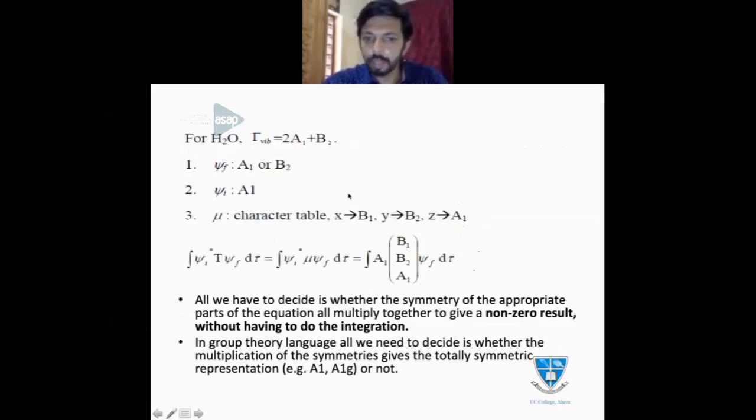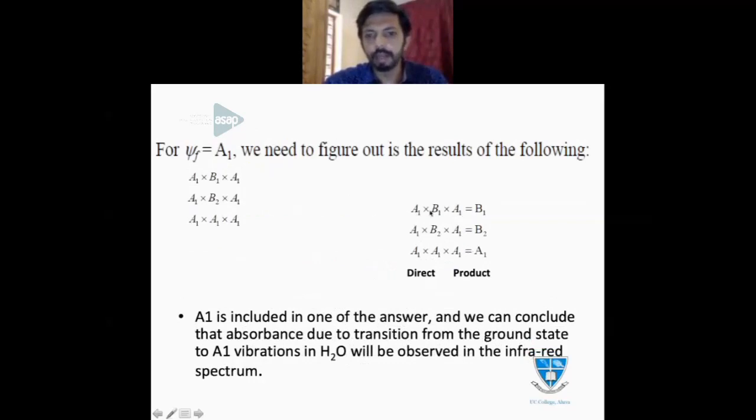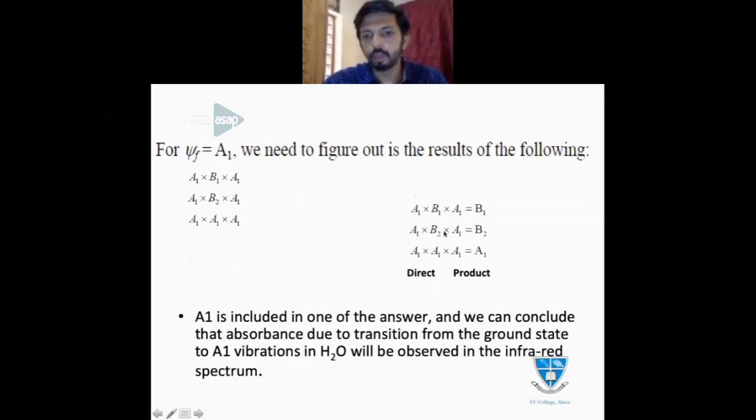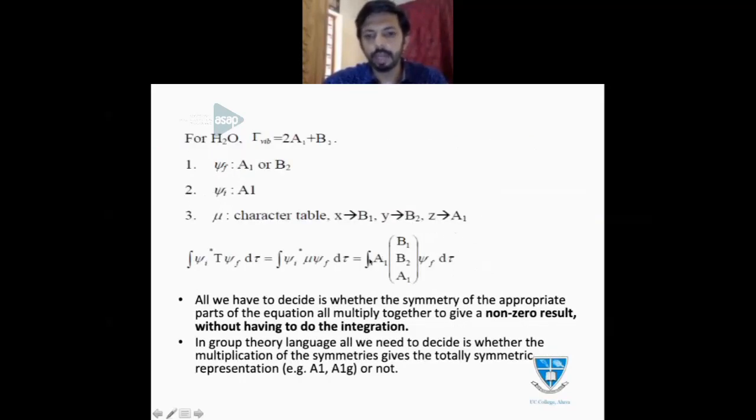In the next slide, we can see that if psi f is equal to A1, this is our transition moment integral: A1, B1, B2, A1, and psi f. So this is A1 B1, with psi f taken as A1. This is the direct product we are taking: A1 B1 A1. Next is A1 B2 with psi f as A1, so we are taking A1 B2 A1. Then the last one is A1 with the final state A1.